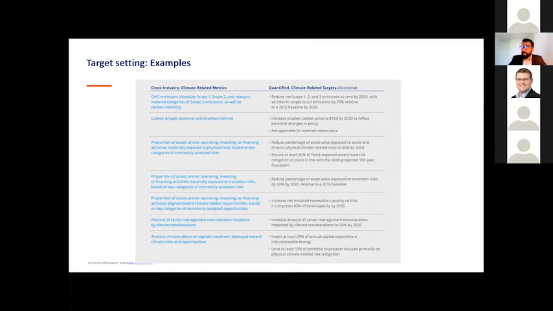And then skipping ahead lower down onto the slide, looking at remuneration targets. Here, the remuneration targets could be to increase the amount of senior management remuneration that's impacted by climate considerations. And then the last example of a metric on this slide is discussing the amount of expenditure or capital investment deployed toward climate risks and opportunities. Here, the target could be to invest at least 25% of annual capital expenditure into renewable energy, or to lend at least 10% of the portfolio to projects focused primarily on physical climate risk mitigation.